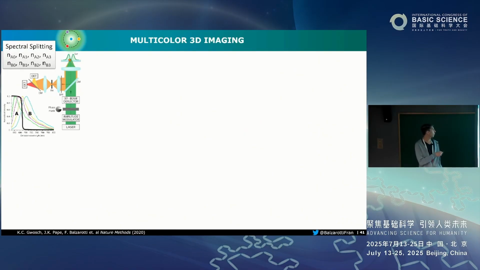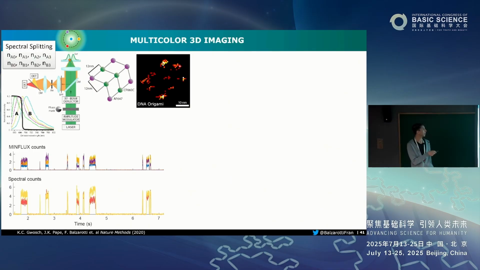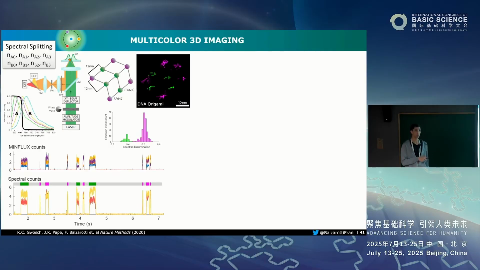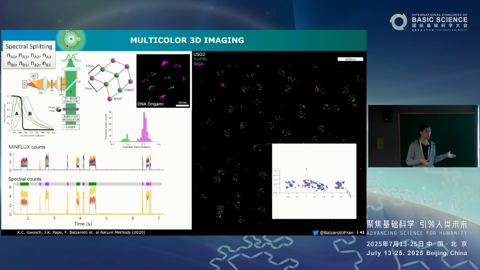To do multicolor, what you can easily do is just use dyes with different Stokes shifts and use different spectral channels here. And therefore, if you add all the photon counts that you get, you can do MINFLUX in the usual way that I showed before, so you can localize each molecule there. But if you look at the spectral counts, and you make a histogram of them, you can see that there are two categories, and you can classify each event to be category green or category magenta, and put color to these images. And this can be done in cells as well, and do two-color imaging in 3D in cells, etc.